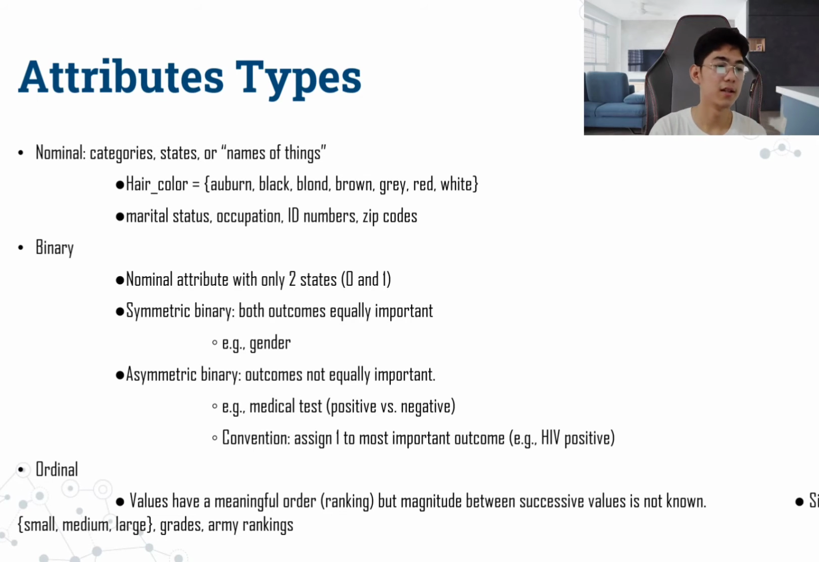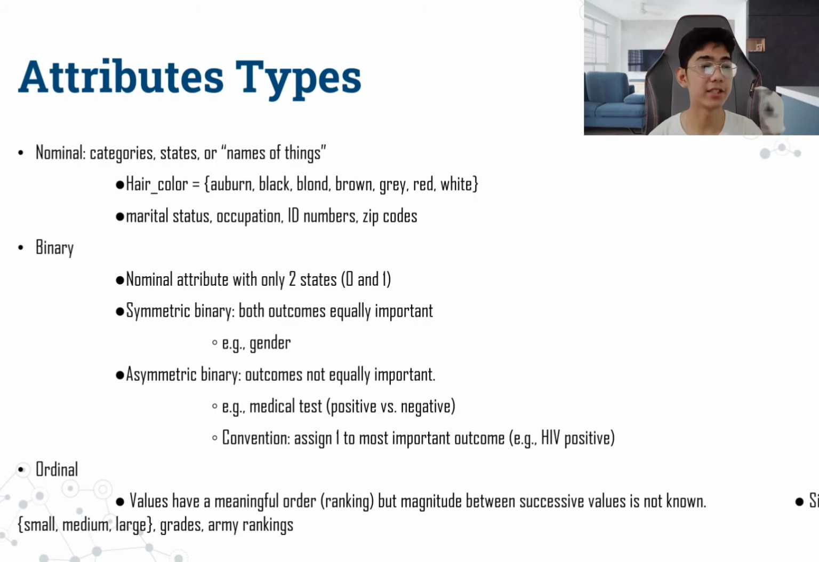Next is ordinal. Values have a meaningful order or ranking, but the magnitude between successive values is not known. For example, grades or army rankings, small, medium, large. Those are examples of ordinal. There is a ranking between those attributes.